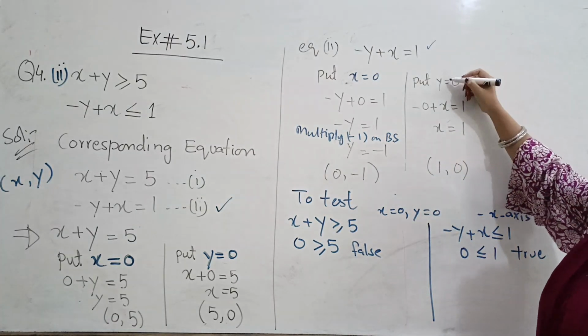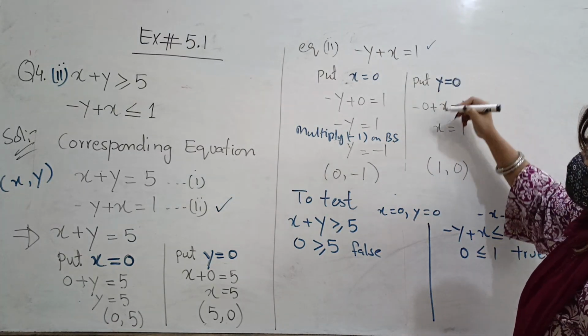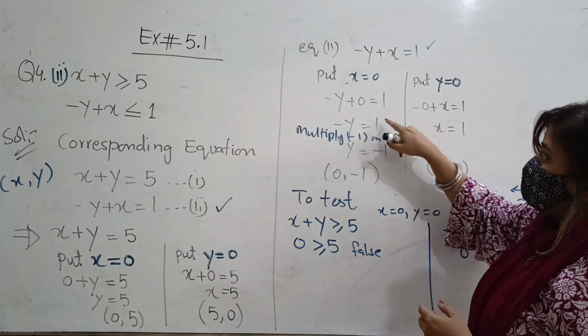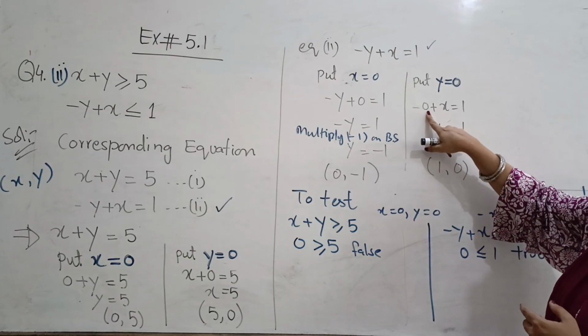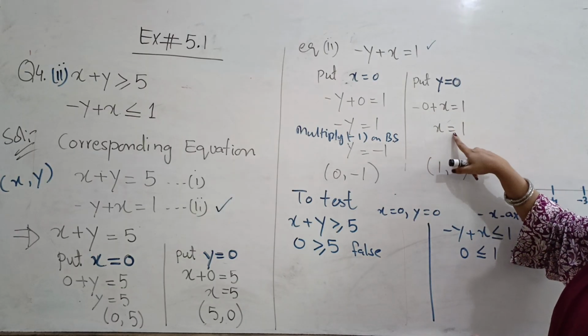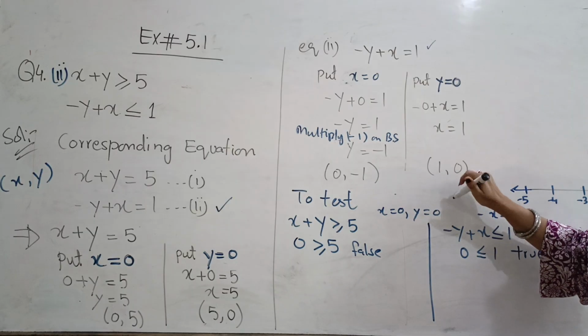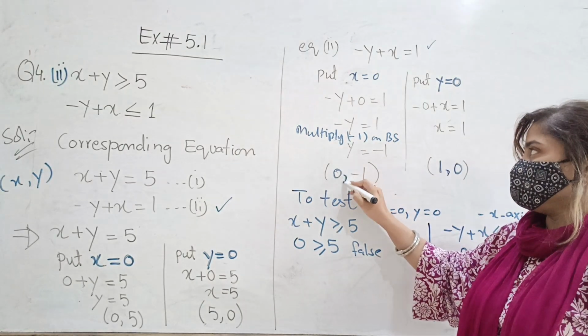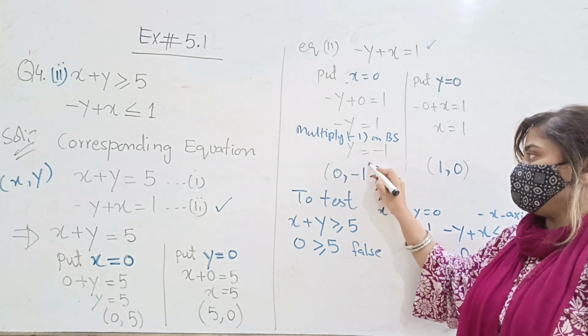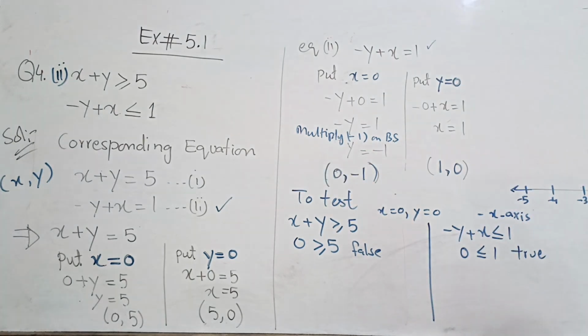Now we will put y value 0. Then minus 0 plus x will be x, and x is equal to 1. So the x value is 1 and the y value is 0. And here the x value is 0 and the y value is minus 1. Afterward we have to plot these coordinates on the graph.